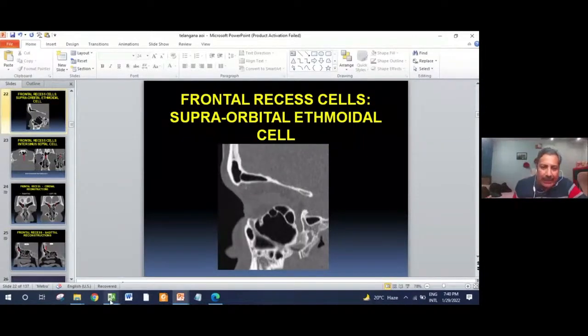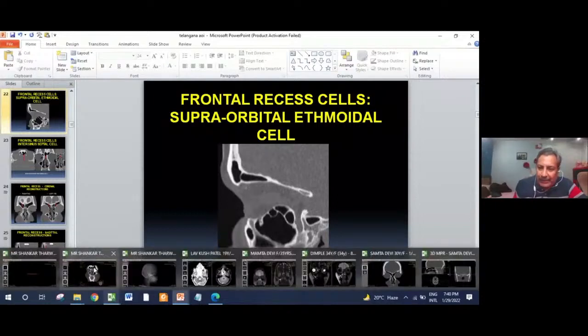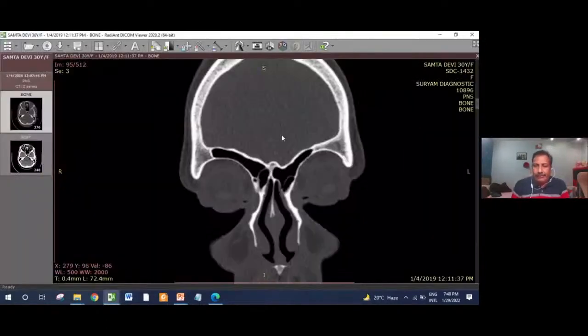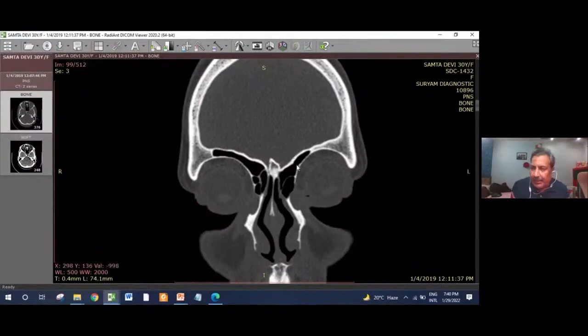Now, let me run on the DICOM what the supraorbital cell looks like. See this. Are you getting the DICOM picture now?